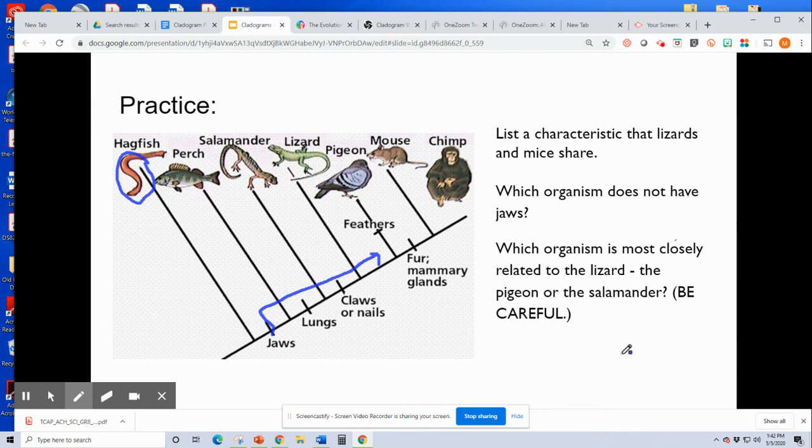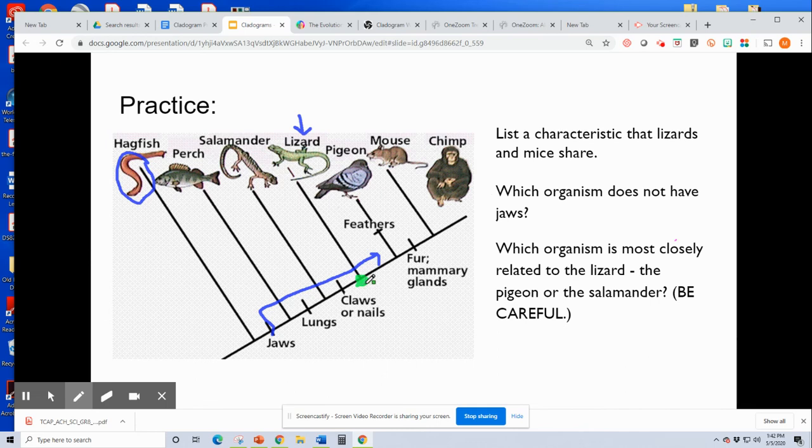Which organism is most closely related to the lizard? There's my lizard. The pigeon or the salamander? There's a salamander and there's a pigeon. Be careful. All right. Well, here's the first thing. It looks more like a salamander, and it's right beside a salamander. But I don't know. Let me look. I'll get a different color. I'll get green. Okay, here we go. I'm going to find, though, the most recent common ancestor. All right, so lizard and the pigeon, the most recent common ancestor is right there. Okay, that's where it meets.